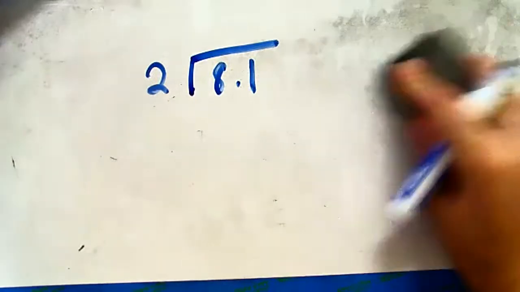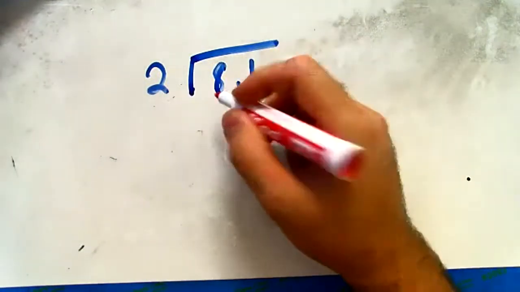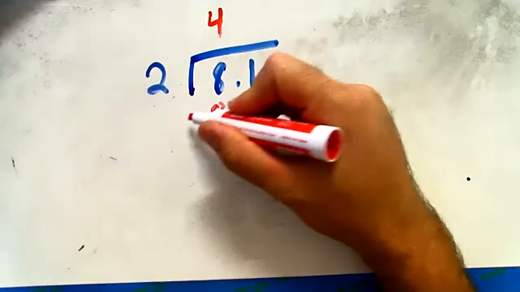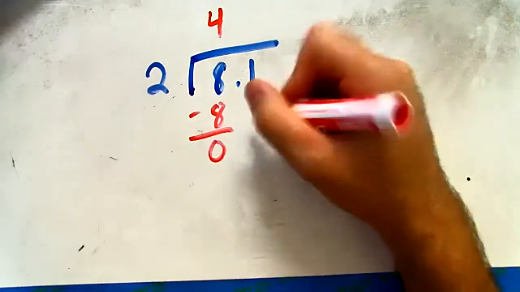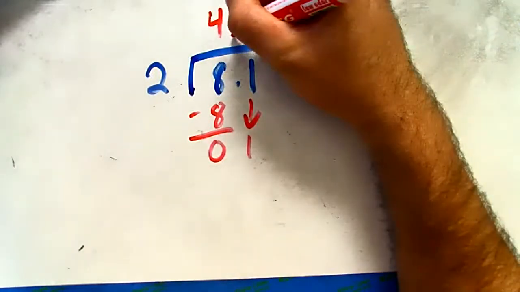Now, this works exactly the same way as regular division does. If you don't know how to do that, go back and check out another video, please, because I'm not going to go over that right now. But 2 goes into 8 4 times. 4 times 2 is 8. No remainder. I dropped that 1 down. Probably, wait, what happened to that decimal? It just goes in your answer.